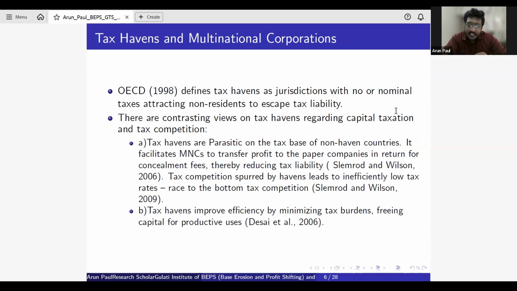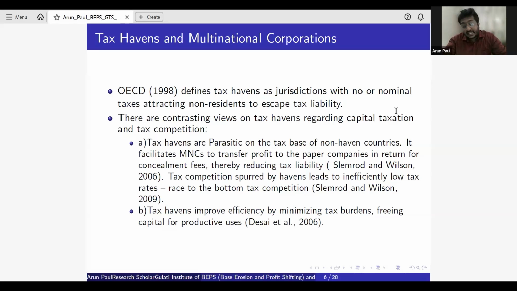In the literature, we can see that there are contrasting views regarding tax havens. The literature of Slemrod and Wilson views tax havens as a parasite on the tax base of non-haven countries. It facilitates MNCs to transfer profit to paper companies in return for concealment fees. And this competition is leading to a race to the bottom in tax competition, which will adversely affect developing economies.